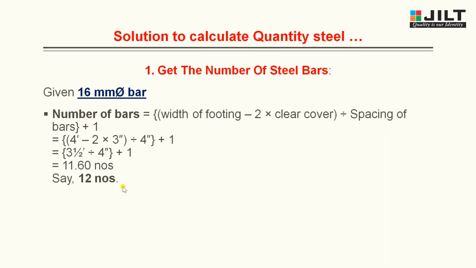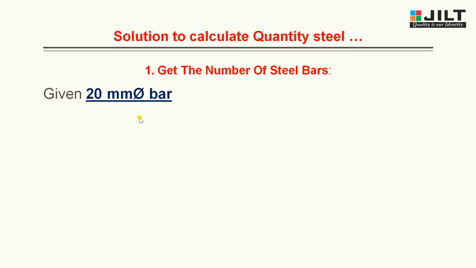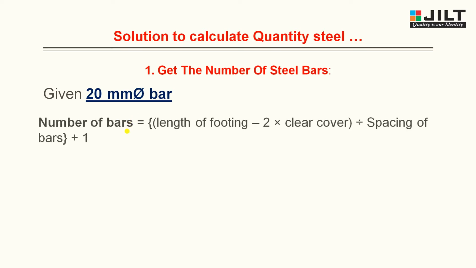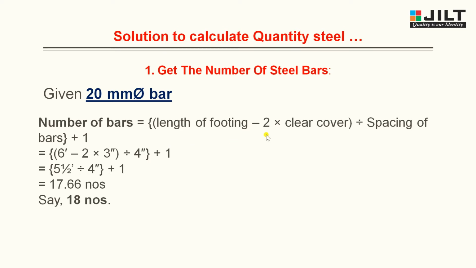Now let us move towards the 20 bar, because in the question it is mentioned about 16 bar and also 20 bar. Number of bars, same formula: length of footing minus 2 into clear cover, divided by spacing of bars, plus 1. The length of footing, the long side, is mentioned as 6 feet minus 2 into 3 inches, the clear cover clearly mentioned, divided by 4 inches spacing of bars, also provided, plus 1. If you simplify this, it is approximately 17.6, so we can say 18 numbers. So for the 20 diameter bars, we have got this value.